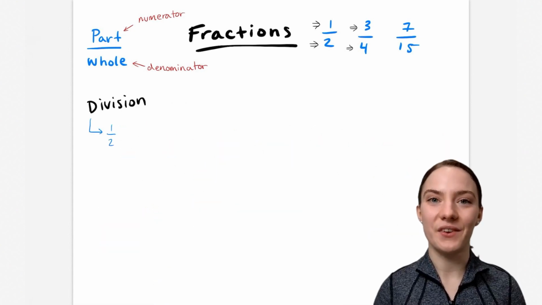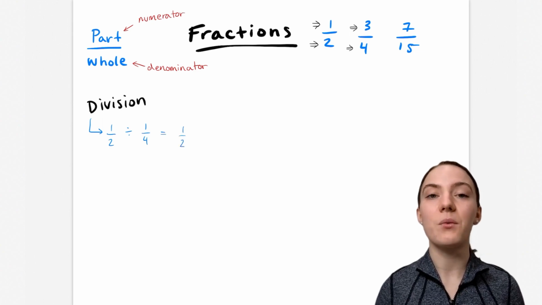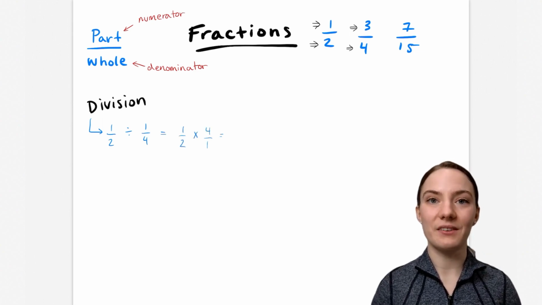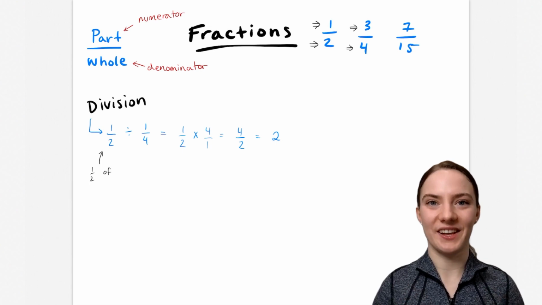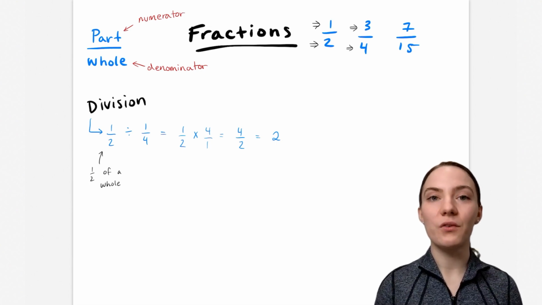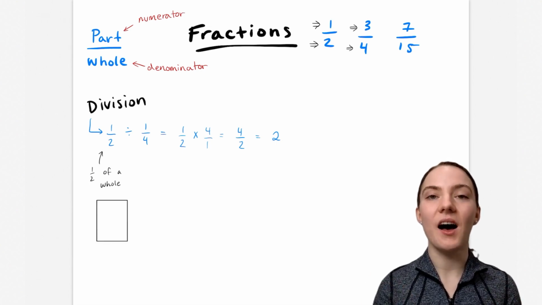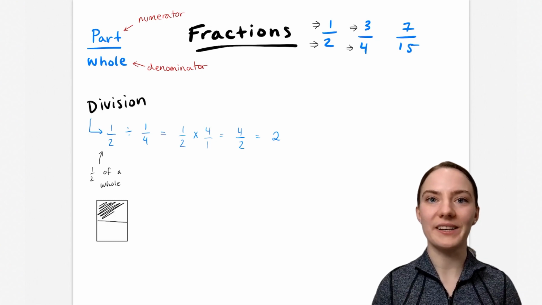Now let's take a look at division. For our first example, we have 1/2 divided by 1/4, and that would give us 4 over 2. 4 divided by 2 is just 2. Let's visualize this. We know 1 over 2 is half of a whole. So I'll draw a rectangle like this and then cut it in half.